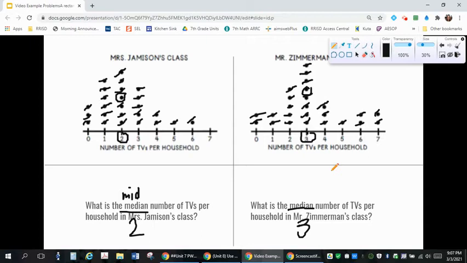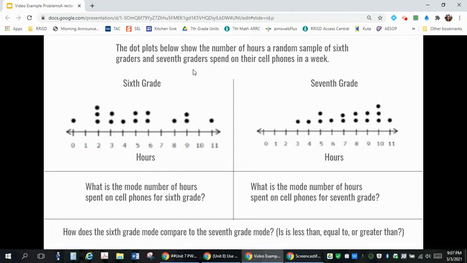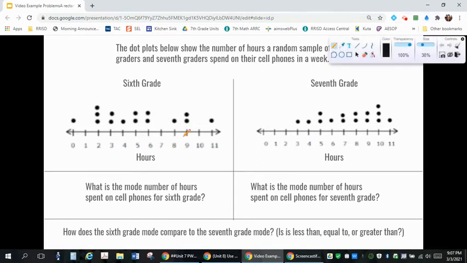Okay, so we've gone over the distribution, like if it's symmetrical or not, and the median. Let's remind ourselves of some other vocabulary and information we can gather from dot plots. The dot plots below show the number of hours a random sample of 6th graders and 7th graders spend on their cell phones in a week. So on the left-hand side is 6th graders, right-hand side is 7th graders. And it's the number of hours they spend on their cell phones per week.